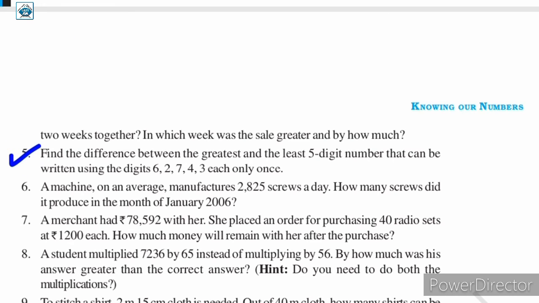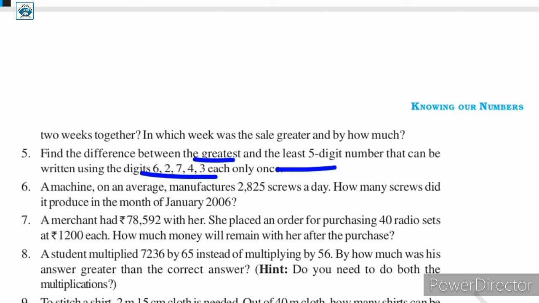Question number 5. Find the difference between the greatest and the least 5-digit number that can be written using the digits 6, 2, 7, 4, 3 each only once. So in this question we are given 5 different digits 6, 2, 7, 4 and 3. And we need to use each of these number only once and form the greatest and the least 5-digit number.